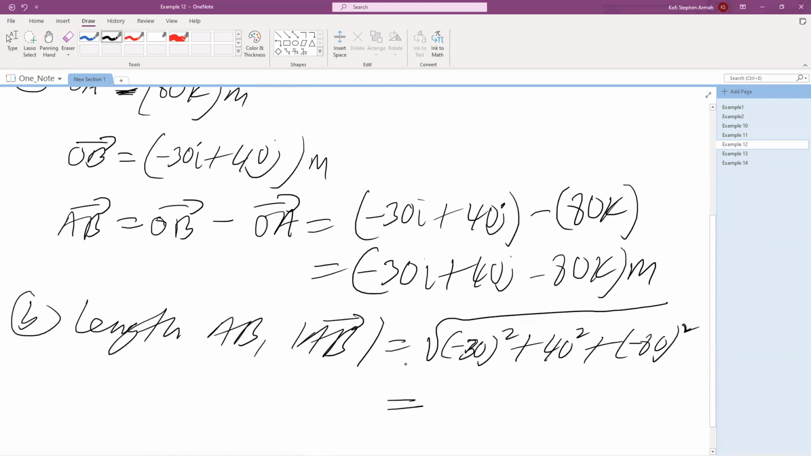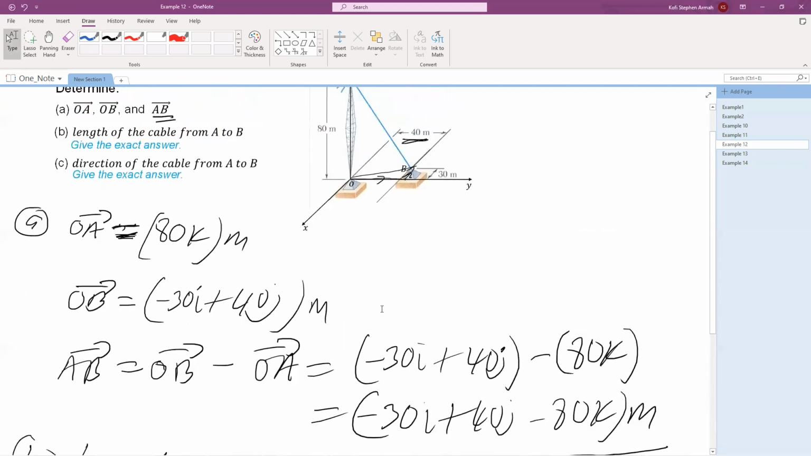So this is 30 squared plus 40 squared plus 80 squared. And if we work this out, I'm getting 10 root 89. So let's leave it like this, in meters. That'll be the length of the cable.